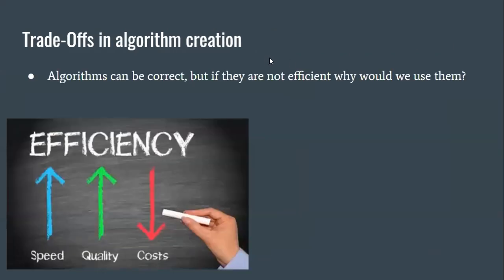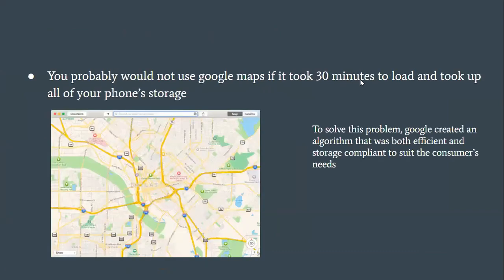And now we have some trade-offs in algorithm creation. Algorithms can be correct, but if they're not efficient, why would we use them? For example, you probably would not use Google Maps if it took 30 minutes to load up and took up all of your phone storage. To solve this problem, Google created an algorithm that was both efficient and storage compliant to suit the consumer's needs.